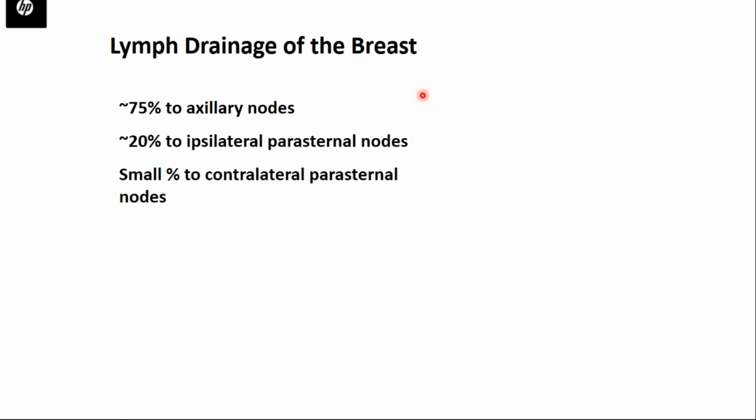Now, 75% of the lymphatic drainage from the breast goes into the axillary group of lymph nodes, whereas 20% goes to the ipsilateral parasternal lymph nodes. What is 75 plus 20? It is 95. So 100 minus 95 is 5%. So around 5%, or sometimes even less than that, goes into the contralateral parasternal lymph nodes.